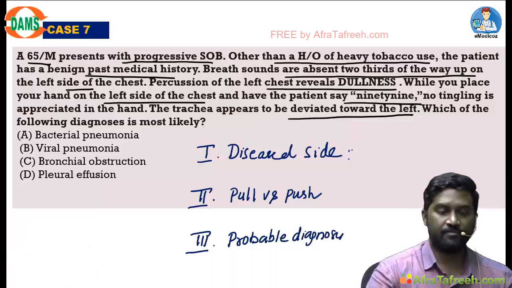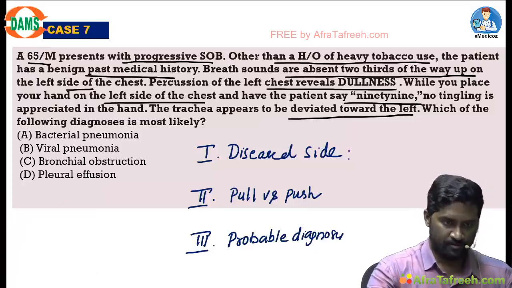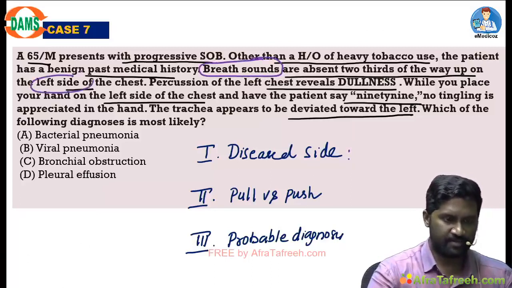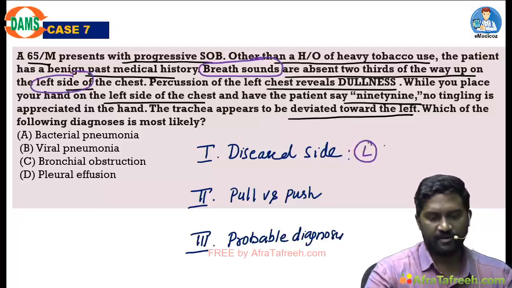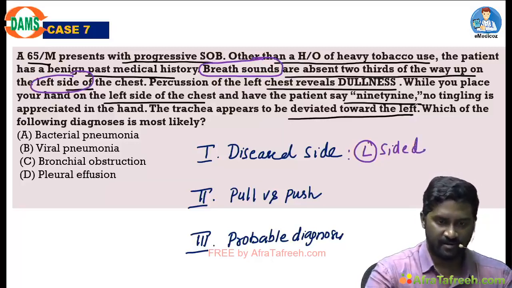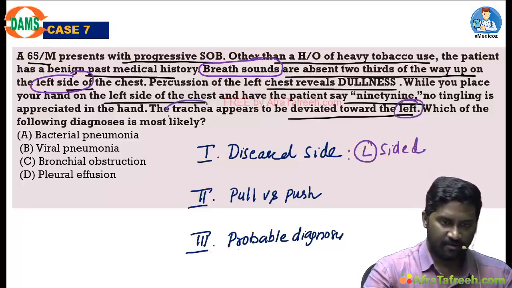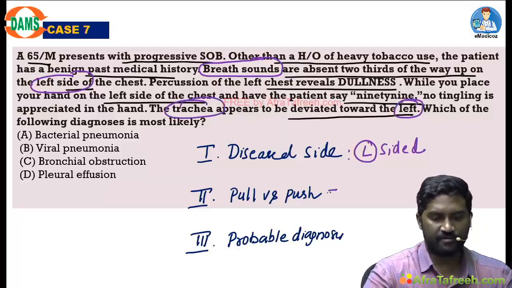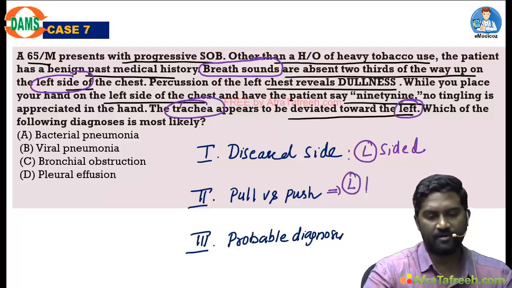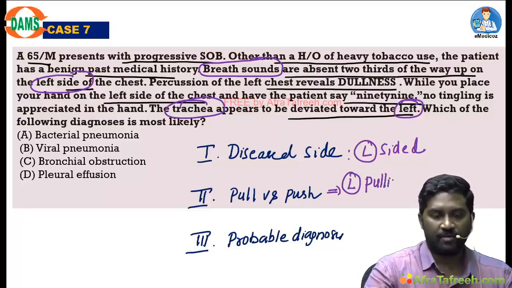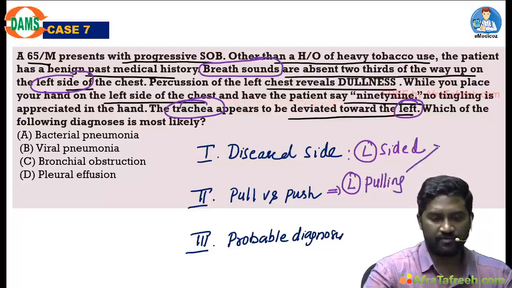Diseased side. When movements are not given, we can go with breath sounds. Breath sounds absent on the left. So it is a left-sided disease. Is it a pulling lesion or pushing lesion? Trachea is also towards the left. So it is a left pulling lesion. Pulling in the sense you have two possibilities. It has to be either collapse or it has to be fibrosis.